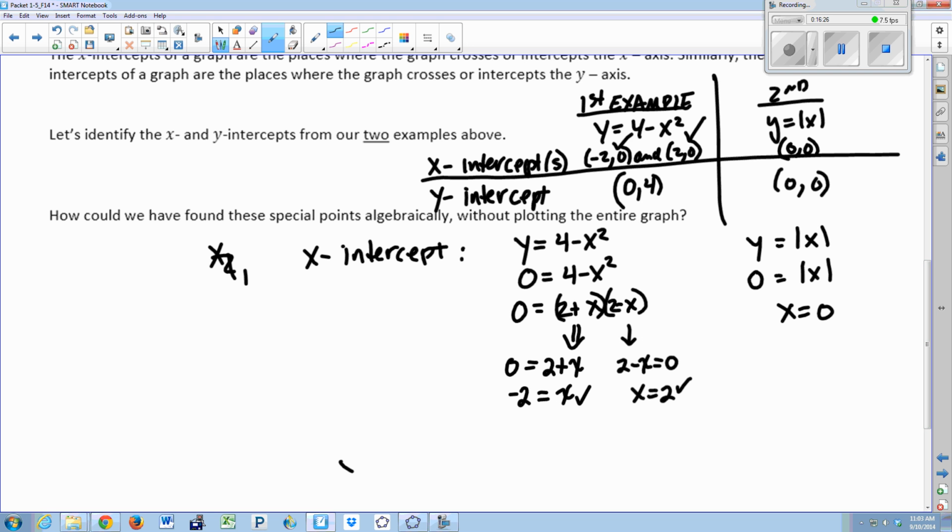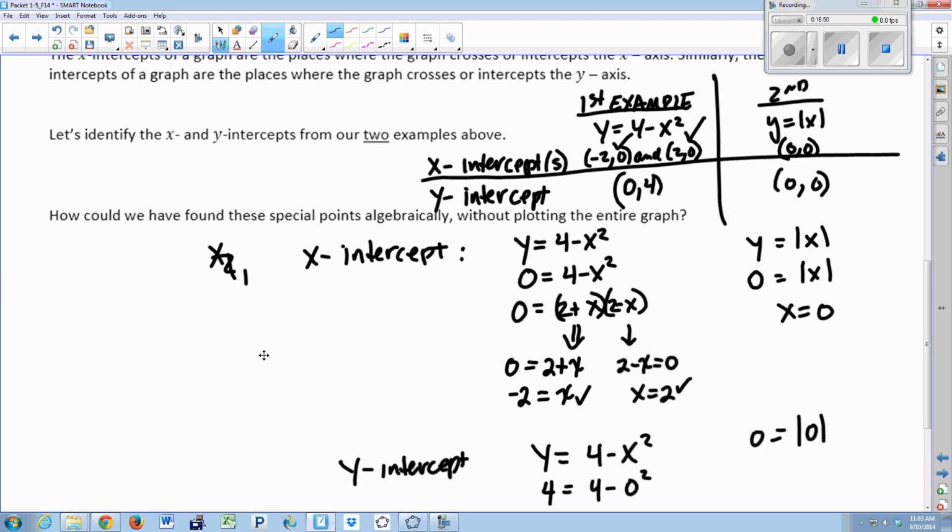And then the y-intercept is when your x is 0. You just plug x equals 0 into your equation, and out pops the y value for your y-intercept. Okay, so here you put 0 in for x, and out pops y equals 0, so (0, 0). So that's how we do it algebraically.